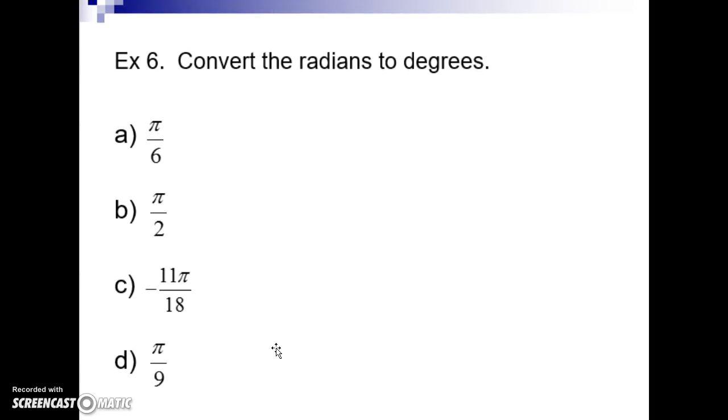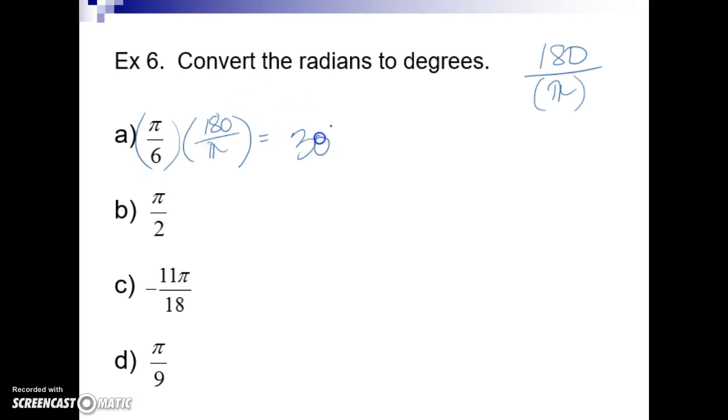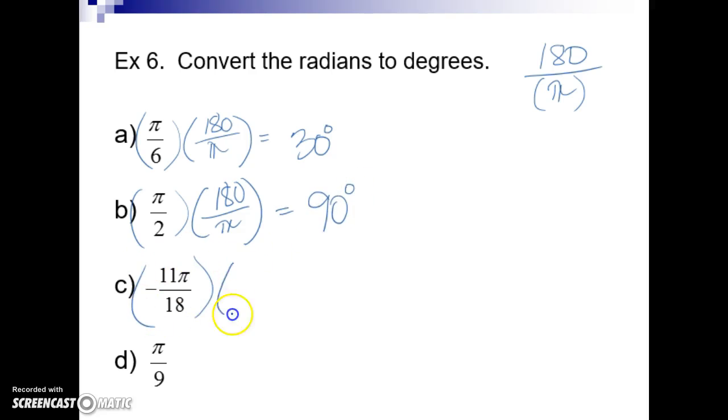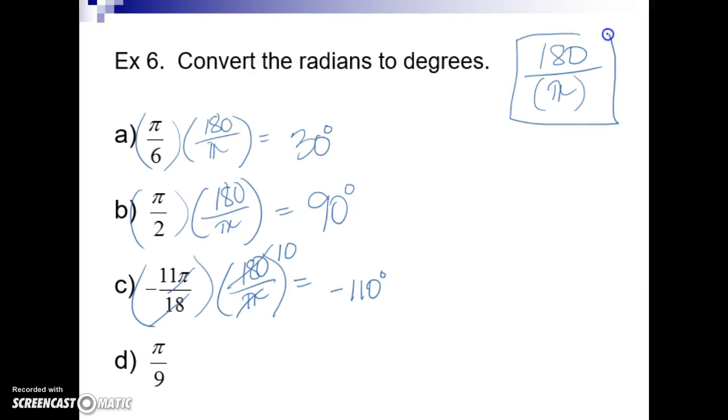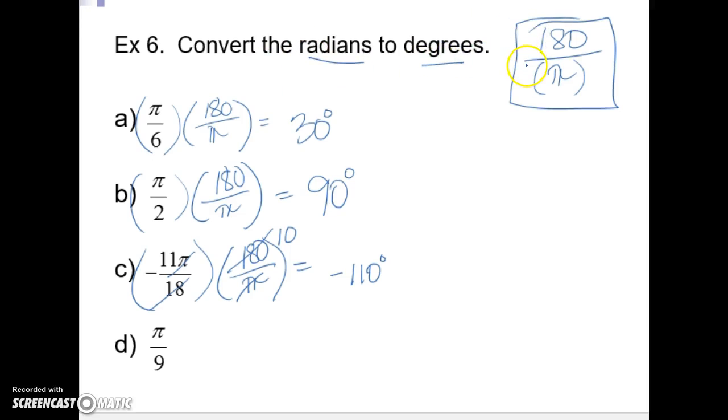So now let's convert from radians to degrees. And again, I want pi to disappear. So that's the one that tells me pi needs to be in the denominator. So I'm going to take this, multiply by 180 over pi, and I get 30 degrees. Take this, multiply by 180 over pi, from radians to degrees, 90 degrees. Take this, multiply by 180 over pi. That goes away. That's 10. The pi's go away. So that's negative 110 degrees, if I did the math right on that. So you get the idea. You just need to know those two multipliers. I'm either going from radians to degrees or degrees to radians.